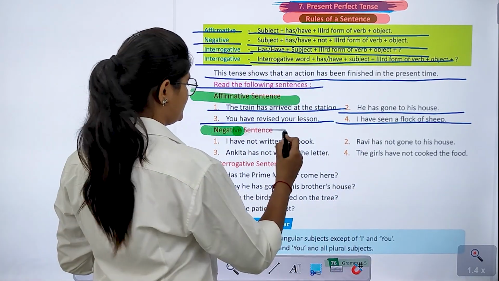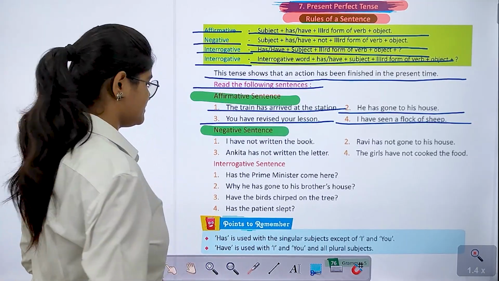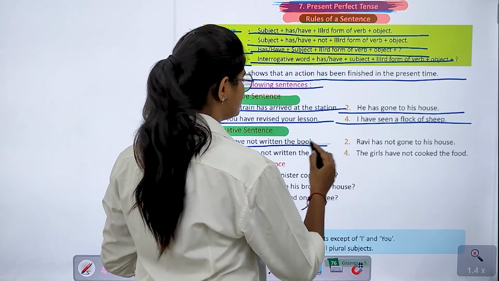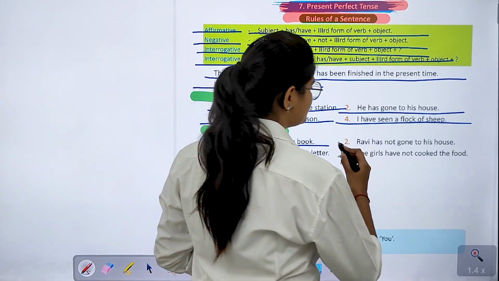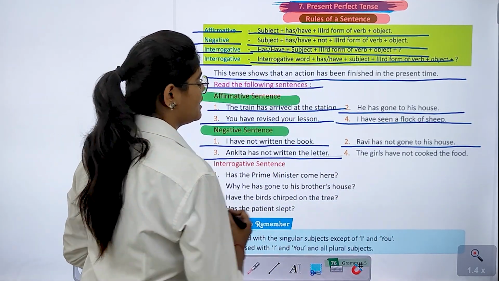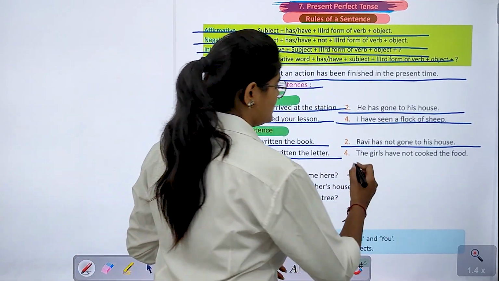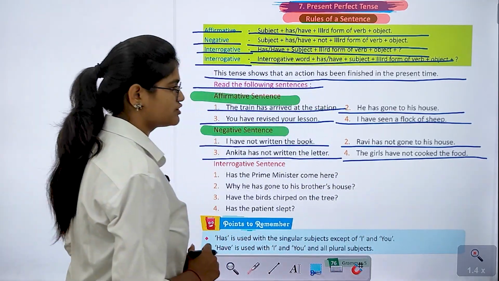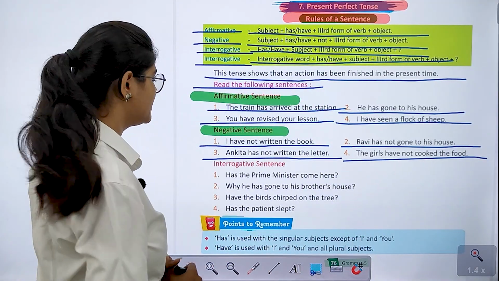The next is negative sentence. So the negative sentences are: I have not written the book, Ravi has not gone to his house, Ankita has not written the letter, the girls have not cooked the food, right?